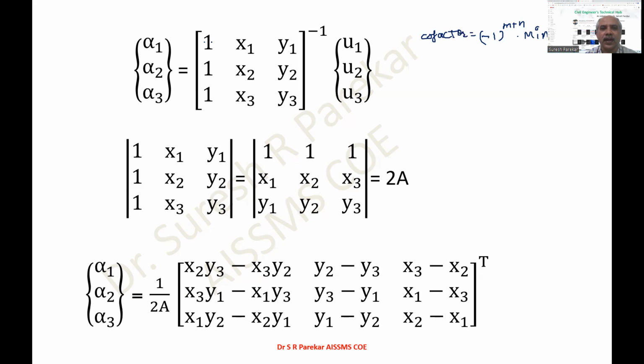Suppose I will consider 1. So I have to remove this, I have to remove this. And then this will be my minor, x2y3 minus x3y2.